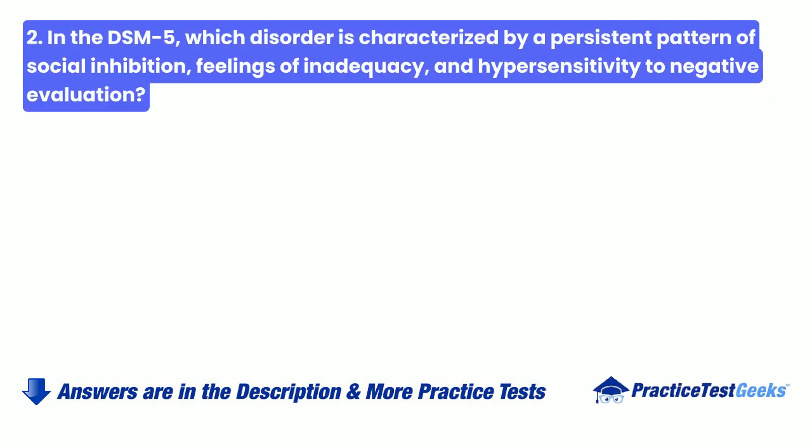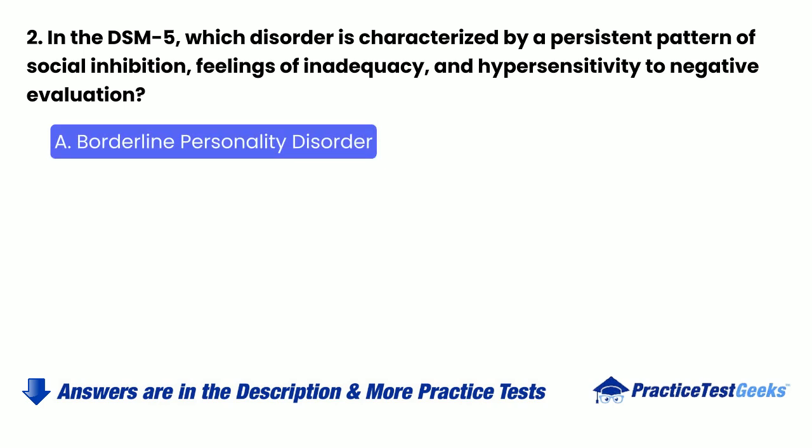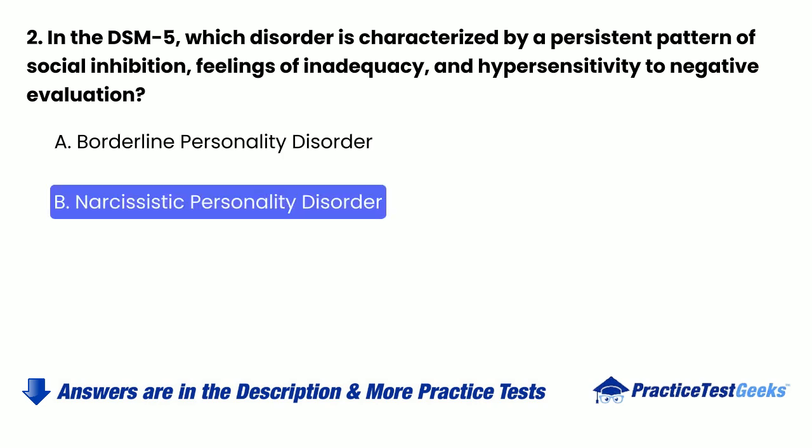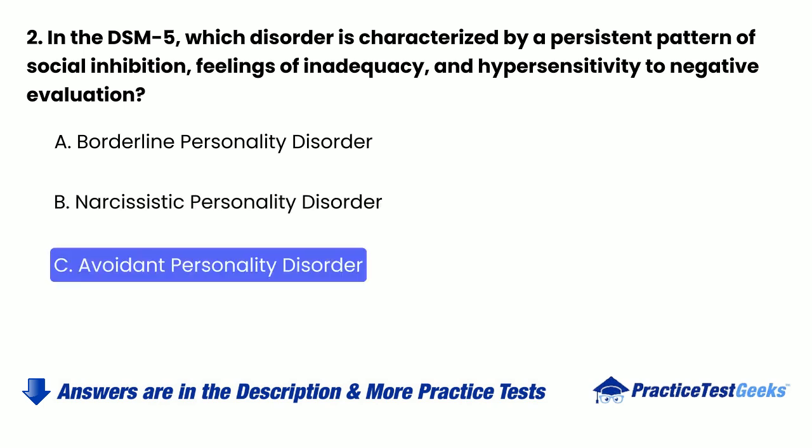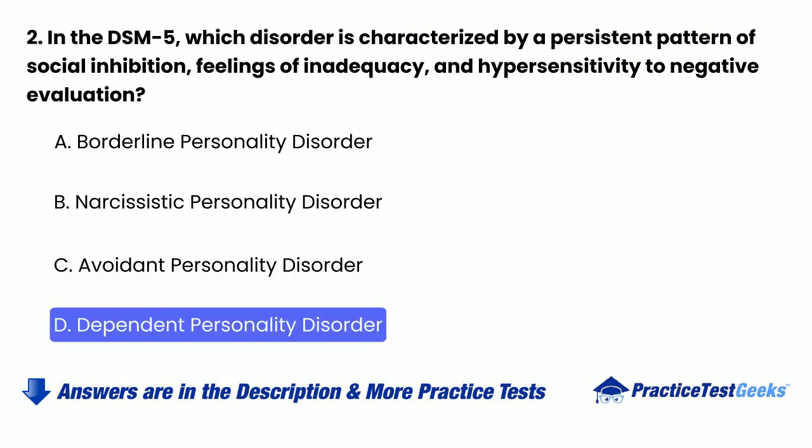2. In the DSM-5, which disorder is characterized by a persistent pattern of social inhibition, feelings of inadequacy, and hypersensitivity to negative evaluation? A. Borderline personality disorder. B. Narcissistic personality disorder. C. Avoidant personality disorder. D. Dependent personality disorder.